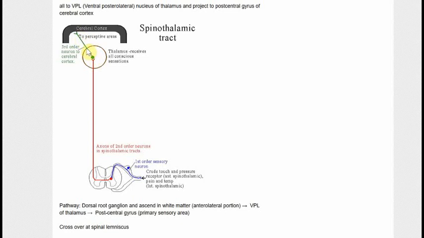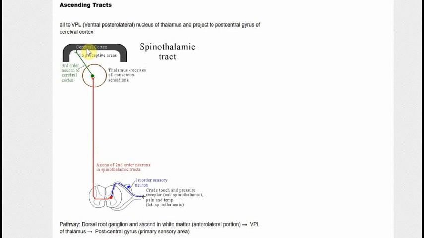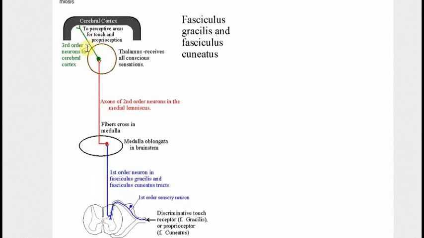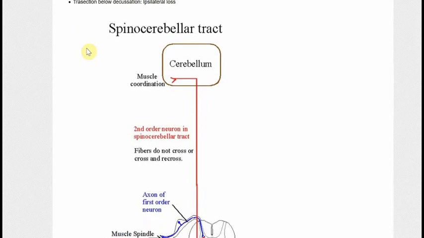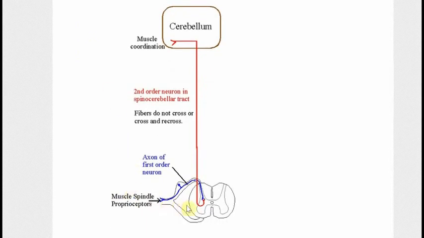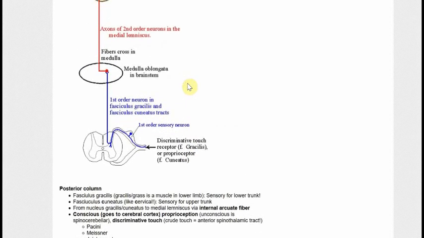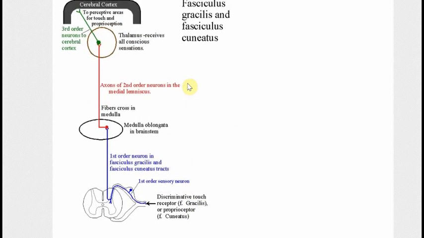So let's just do a very quick recap. Remember, the spinocerebellar is unconscious, so it does not cross, and also does not go to the cerebral cortex. It goes as a first order and second order all the way up to the cerebellum without crossing, and it's for unconscious proprioception. For the posterior column, it is for the gracilis, which is the lower trunk. Remember the gracilis being the thigh muscle, and the cuneatus, the cervical, so that's upper trunk.